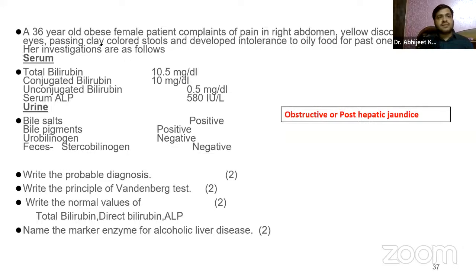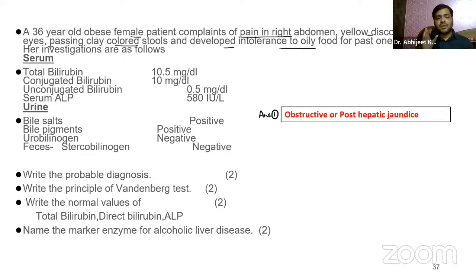Now the question says that a 36-year-old obese female complains of pain in the right abdomen, yellow discoloration of eyes, passing clay-colored stools, and developed intolerance to oily food for the past 1 month. Her investigations are given and they have asked the probable diagnosis. Now the probable diagnosis, guys, over here it is written, it is obstructive or post-hepatic jaundice.